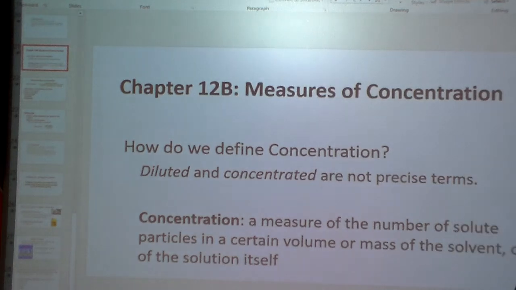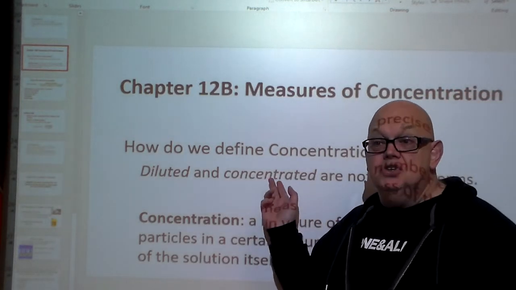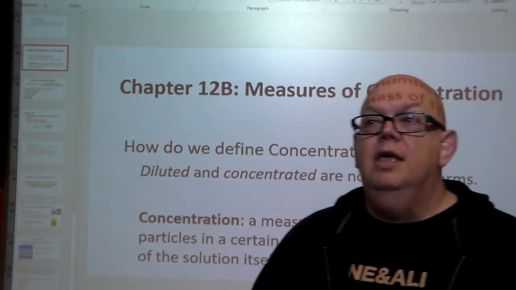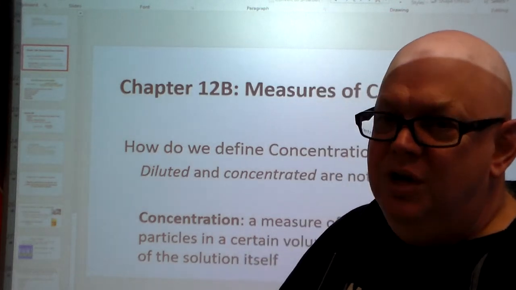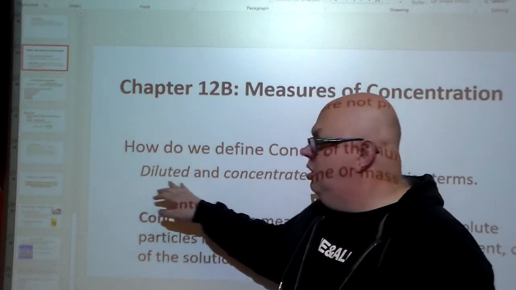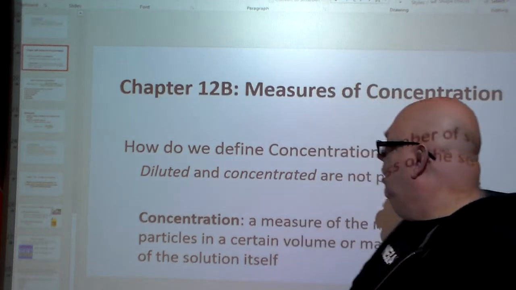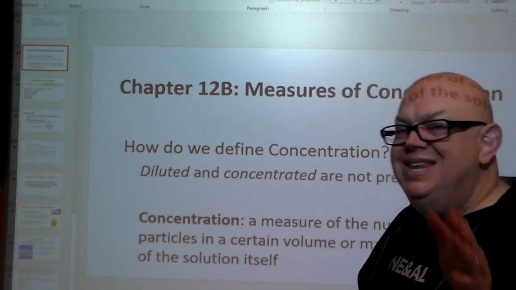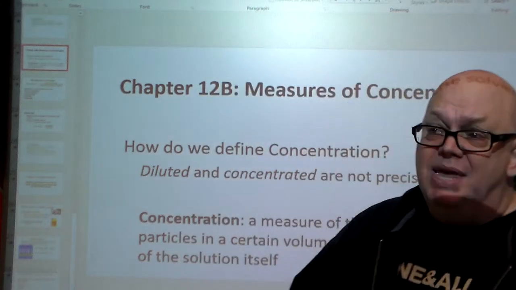So how do we define concentration? Some people would use the word concentrated, like orange juice concentrate, or we can use the term diluted, not he is so diluted as to his abilities to play soccer. Not that kind of diluted. This is dilute. In other words, the concentration is less. You've watered it down. So dilute and concentrated are not precise terms. We need something more precise, especially if we're talking about acids and bases.